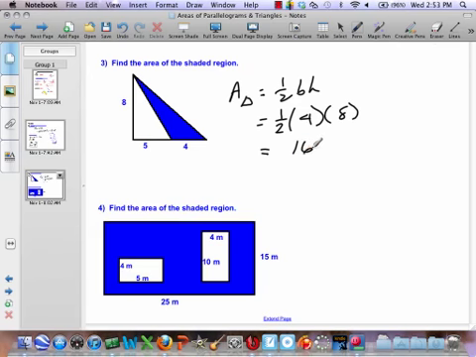Hard stop. And we've already talked about how to do number 4. I'm going to assume that you guys know how to find the area of a rectangle and subtract out other rectangles from that. Did you guys get the concept to find the area of the shaded region?